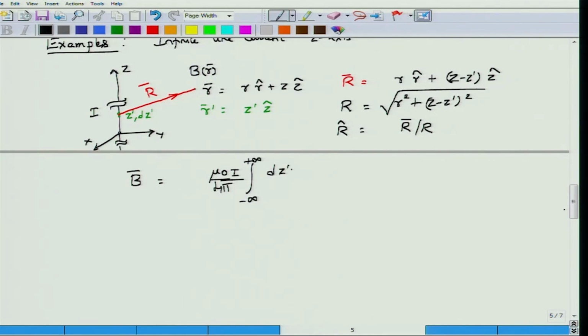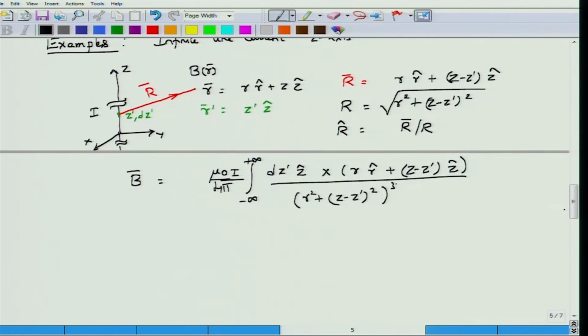So, I have dz prime, but this is a vector element now, along the z axis. I, being a constant, I am moving outside: dz prime z hat cross the unit vector along the r direction. The unit vector from source to the field point is r cap plus z minus z prime z hat divided by r; there is an r square because of this one, and then there is an r because of this. So essentially this becomes r square plus z minus z prime square to the power 3 by 2, right.